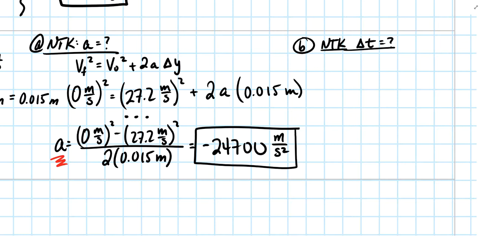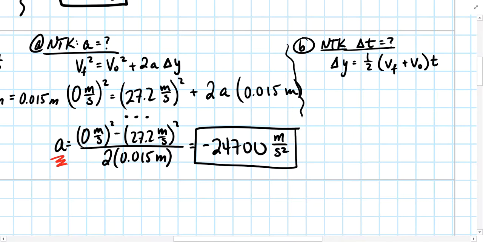In part B, we need to know the time that this drumstick is in contact with the drum head, so delta t, or t, is what we're after. And after looking through the list of equations on our formula sheet, I've settled on this one here. Delta y is equal to 1/2 of the sum of the velocities times time.